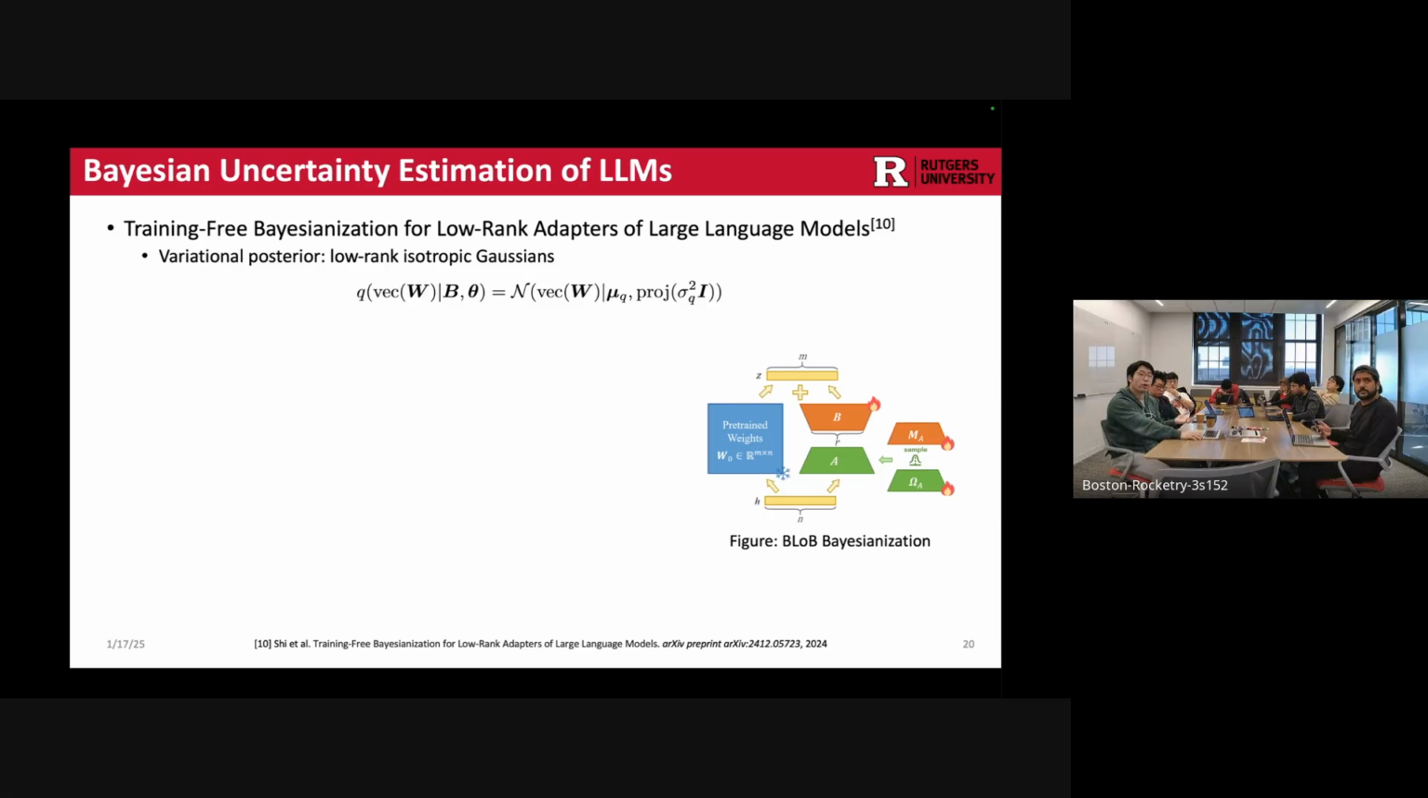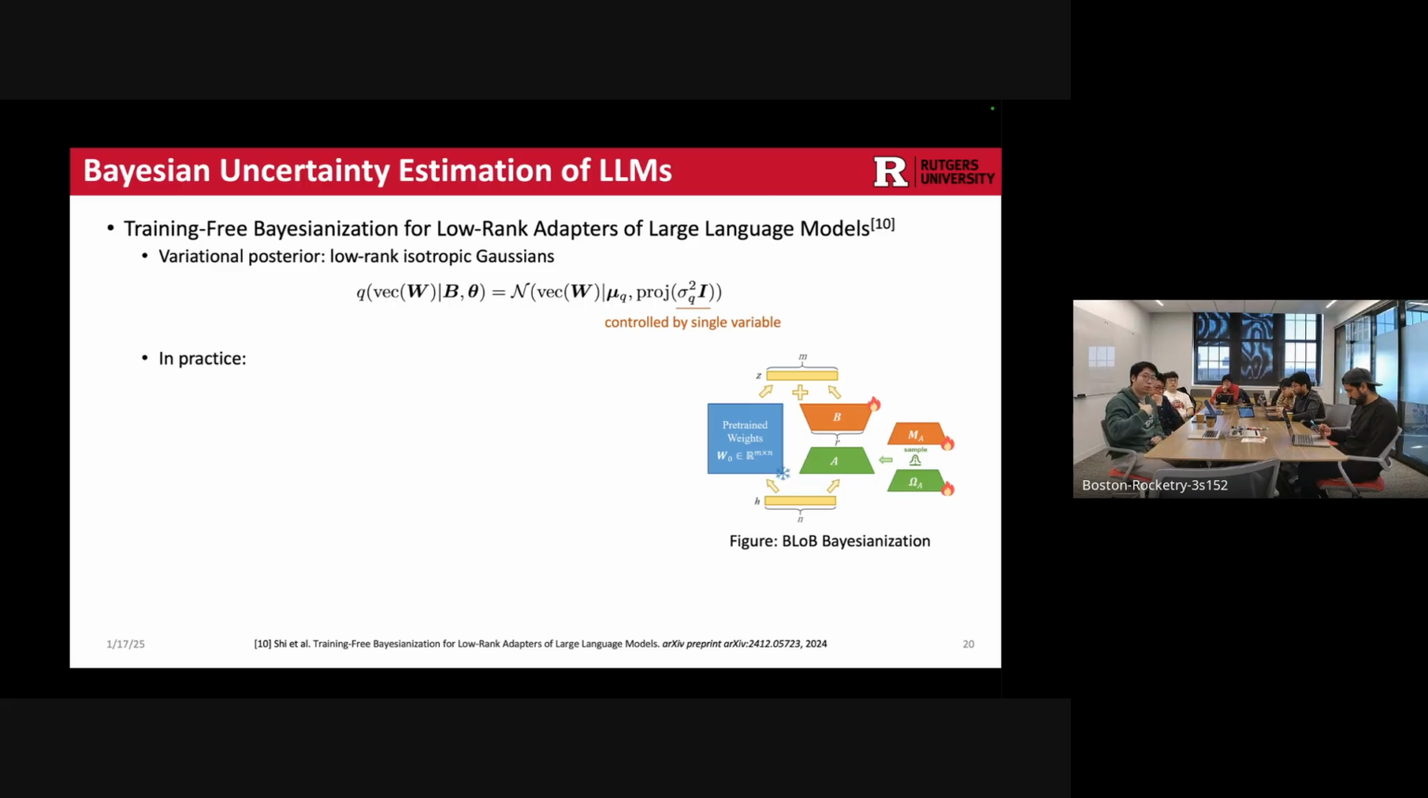First of all, low-rank stands for efficiency. We still want to do the Bayesianization on these low-rank adapters instead of the full weights. Why do we need to make it isotropic Gaussians? Because we want this whole variational distribution family to be controlled by a single variable. This is very important, because if you have multiple variables, then you need to do the training, the backpropagation and so on. In training-free Bayesianization, we want to avoid that.